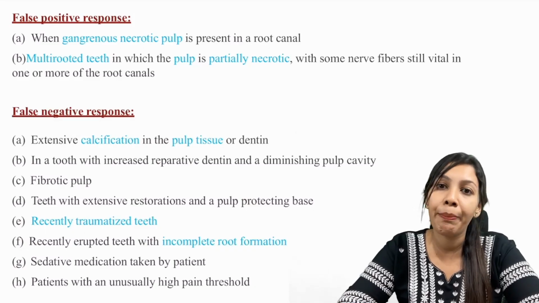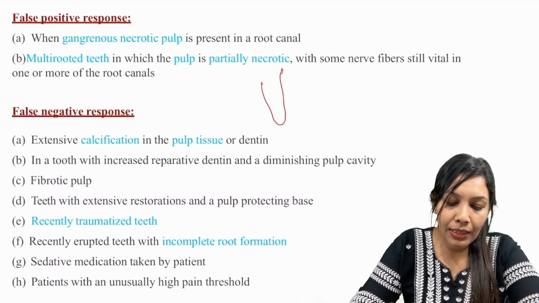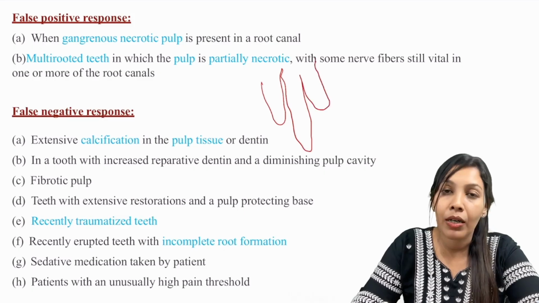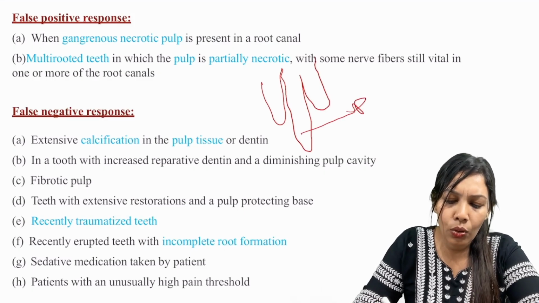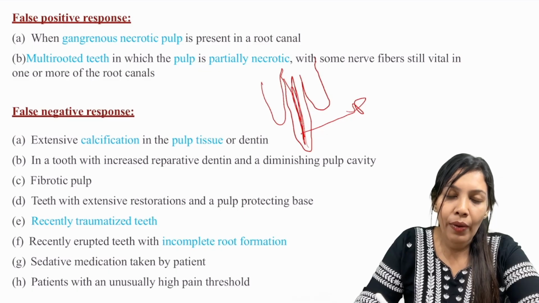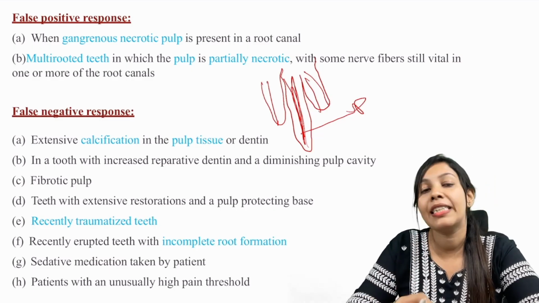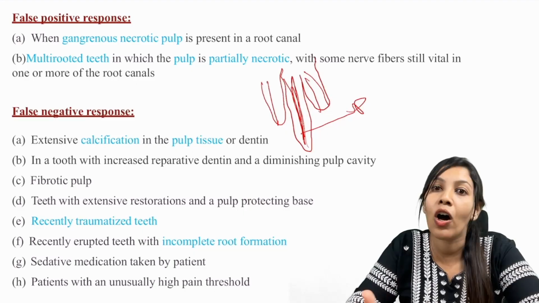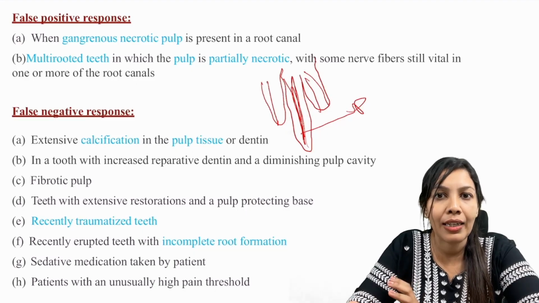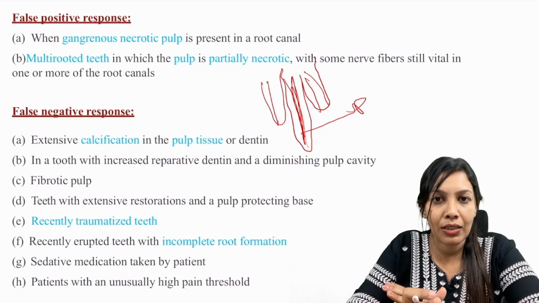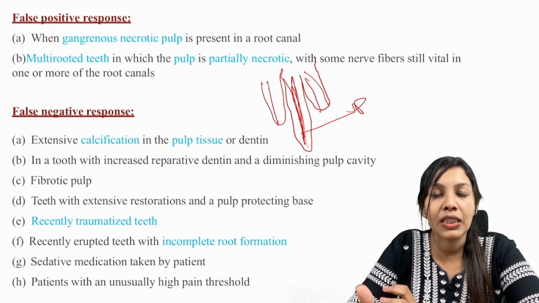Another is multi-rooted teeth. Just think this is our upper tooth; the palatal root might be necrotic. When we apply the electrical pulp tester, it shows normal vitality, but actually necrosis has started. So these are the two conditions where a false positive response is seen.